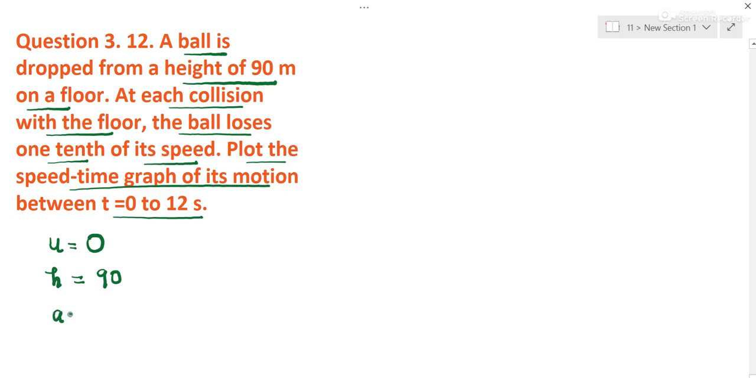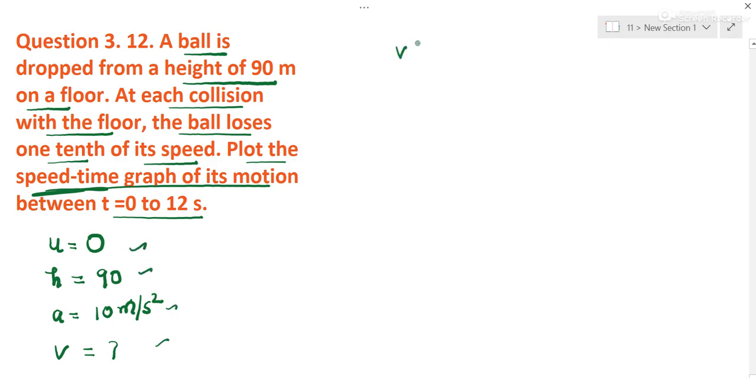Acceleration due to gravity will be involved, and for convenience we can take it as 10 meter per second square or 9.8. You can take either. Now let us see, we'll have to plot the speed time graph. So find out the speed when it is about to hit the ground.